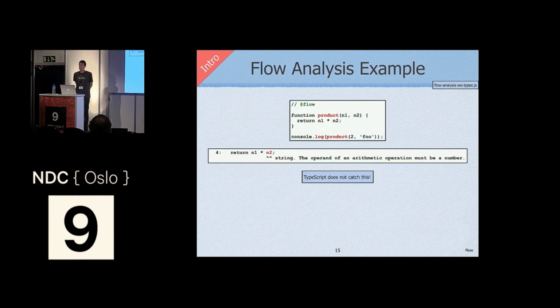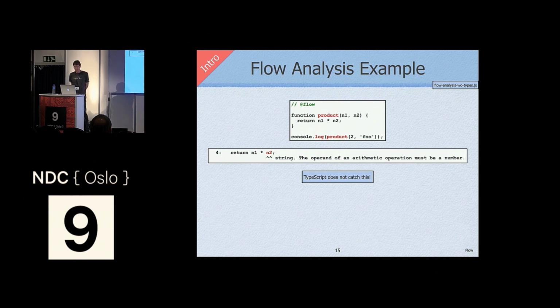So let's look at some more examples here. This is an example where I've annotated a file, but I haven't added any types. I just have a simple function that's going to multiply two numbers for me. And I'm calling that in the line where I'm logging out the result, and I'm passing it a number and a string. And clearly this is not going to work because I can't multiply a number by a string.